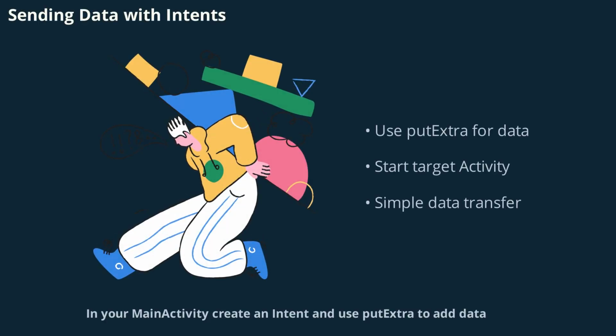In your main activity, create an intent and use putExtra to add data, such as a user's name and age. Then start the target activity. This method is straightforward and ensures that the receiving activity can access the data it needs to function properly.